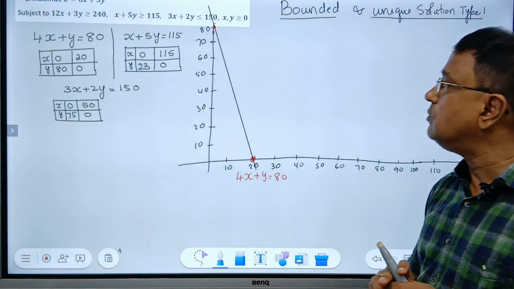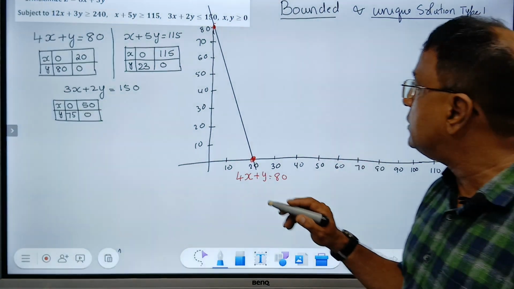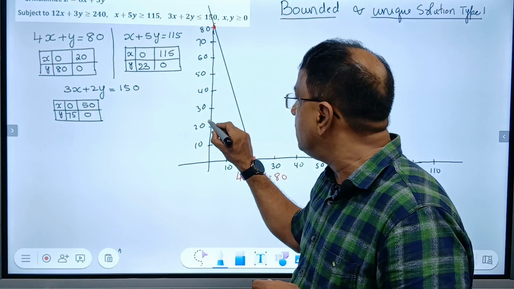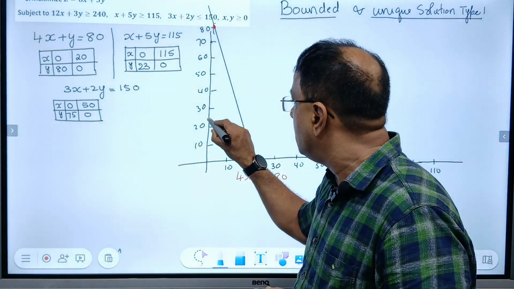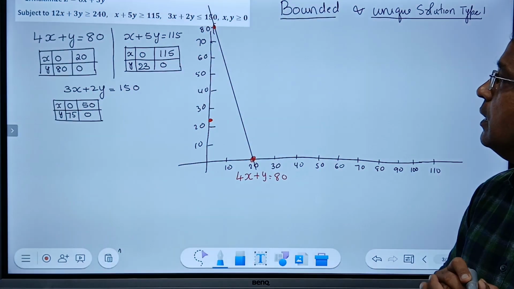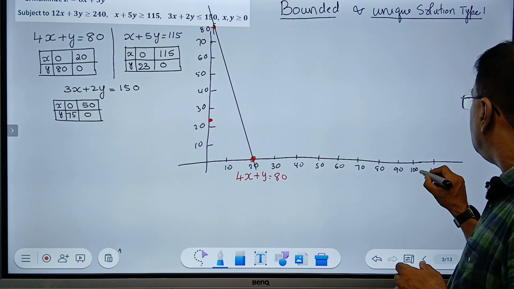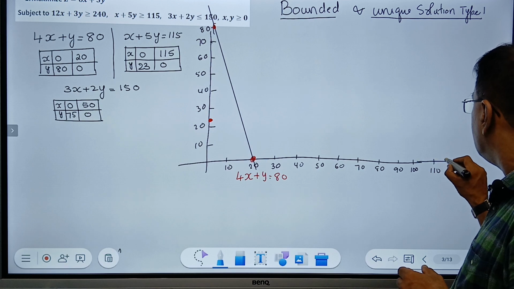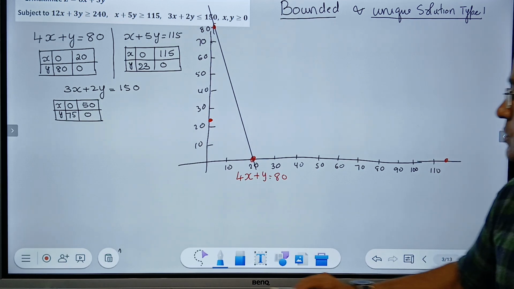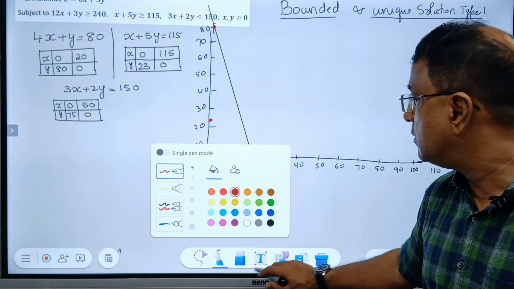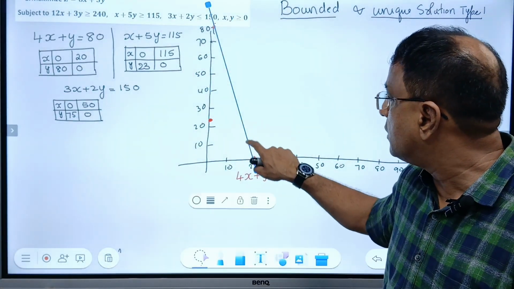Now it is 0, 115. 0, 23. 0, 23 will be somewhere here. Okay. 0, 23 and 115, 0. So 115, 0 will be here. Correct? So let me join it by a straight line. I'll just take a copy of this.